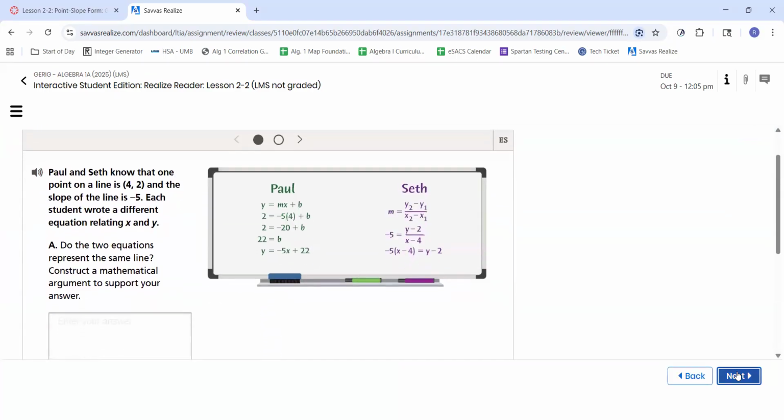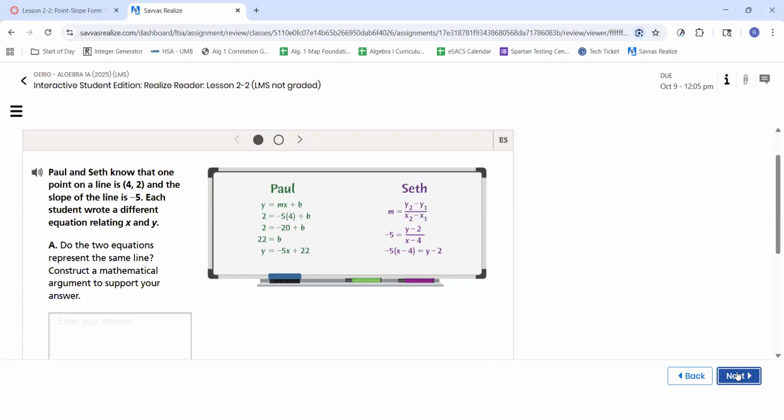So let's start with this one. Paul and Seth know that one point on a line is (4, 2), and the slope of the line is -5. You've seen this type of question. We did this Monday and Tuesday. Paul did the work that we did the last couple days. So he took y equals mx plus b. He put the 2 in for y, the -5 in for m, the 4 in for x, and then solved for b, and then wrote the equation.